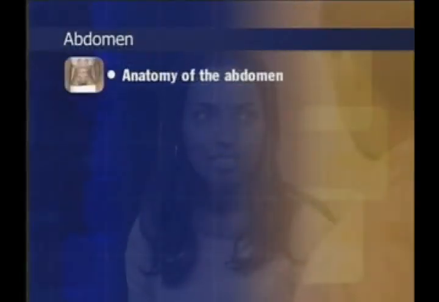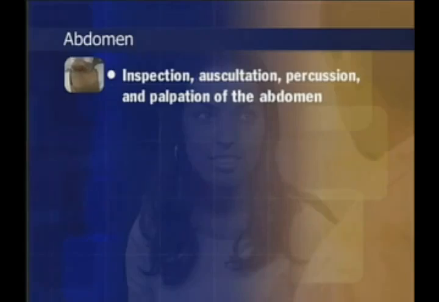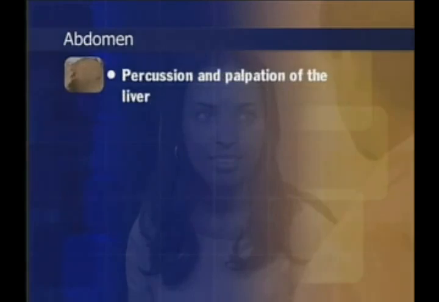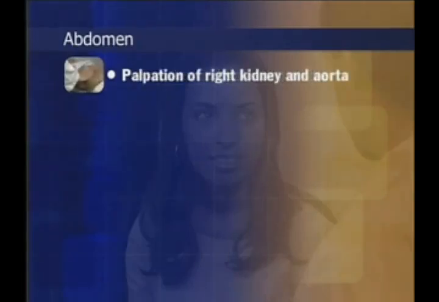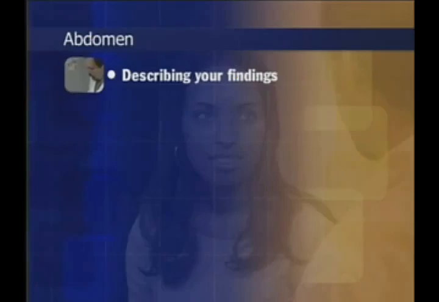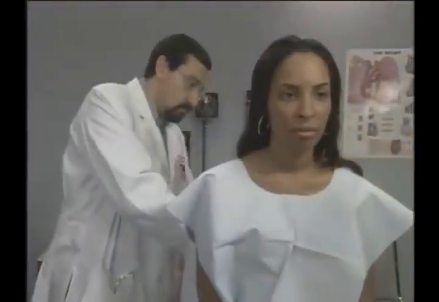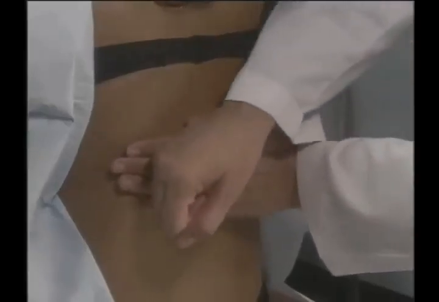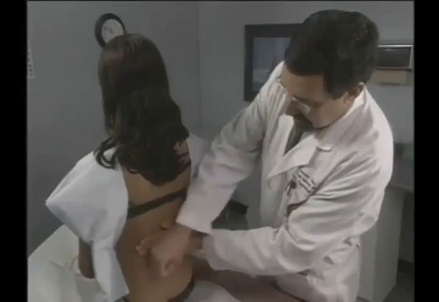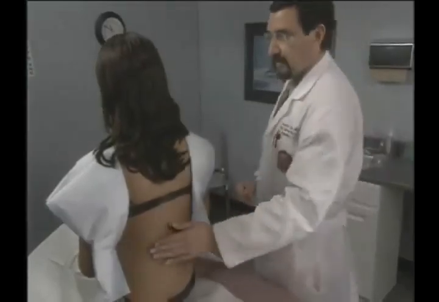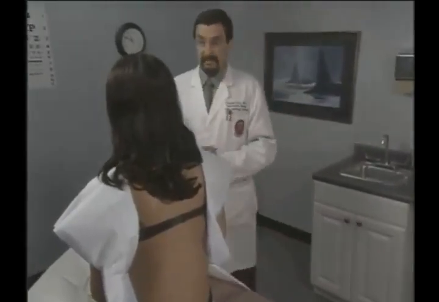This video begins with a brief overview of health history taking, followed by the anatomy of the abdomen, inspection, auscultation, percussion, and palpation of the abdomen, percussion and palpation of the liver, percussion and palpation of the spleen, and palpation of the right kidney and aorta. We conclude the video with tips on describing your findings. You will see the examiner assess a healthy patient. In clinical practice, you may detect the same normal findings, or you may discover normal variations or abnormal findings.